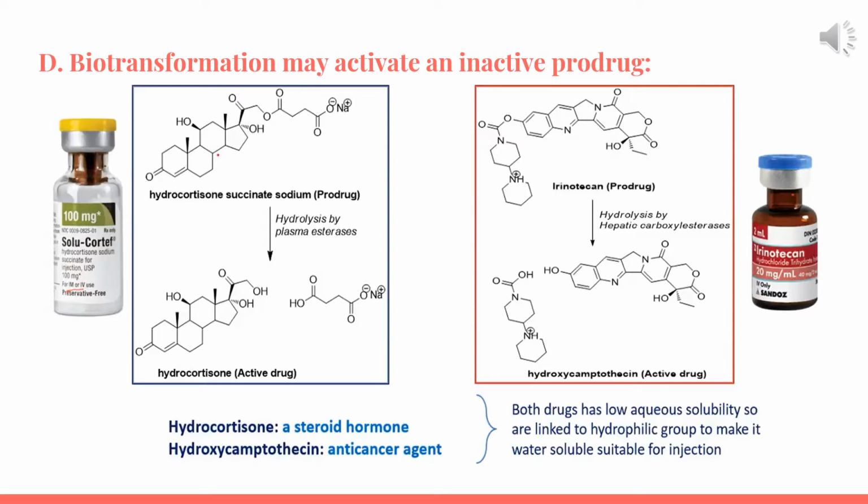Another example would be the anti-cancer drug irinotecan. It's basically a prodrug. However, after it's been hydrolyzed by hepatic carboxylesterases, it can form an active moiety. Hydrocortisone and hydroxycamptothecin, both drugs have low aqueous solubility, and they're going to be linked to hydrophilic groups in order to form sodium salts, for instance, like in the case of hydrocortisone succinate sodium, in order to make these compounds more water soluble and produced in the form of IV, in order to be suitable for injection.